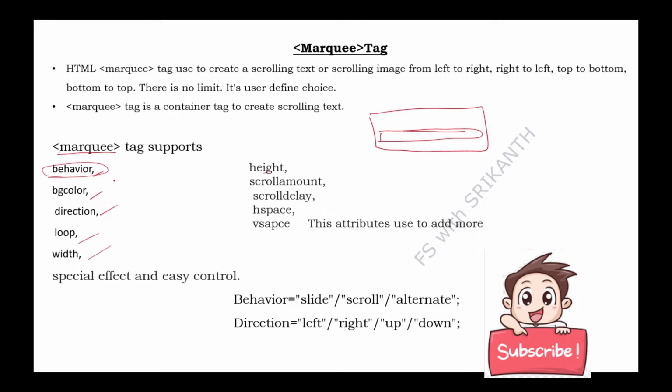So what is behavior and what is direction? The behavior attribute provides three values. The first one is slide. Just observe, this is a web page. Your content is scrolled from the right side to the left side, and when it reaches the left side, the scroll stops. When we use scroll, the entire content will be scrolled continuously from right to left.